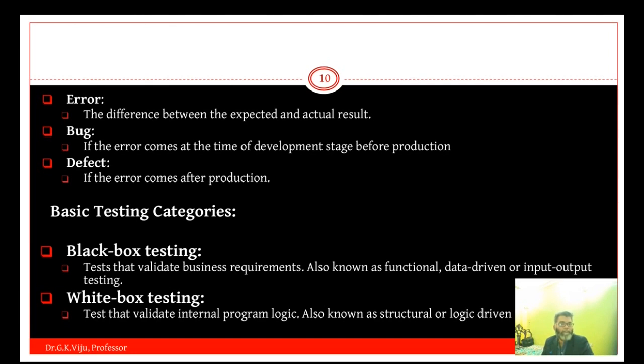Black box testing means tests that validate the business requirements, also known as functional testing or data-driven testing or input-output testing. It's a software testing method in which the internal structure, design, implementation of the item being tested is not known to the tester. And white box testing, on the other hand, means tests that validate internal program logic, also known as structural or logic-driven testing. It's a software testing method in which the internal structure or design or implementation of the item being tested is known to the tester.